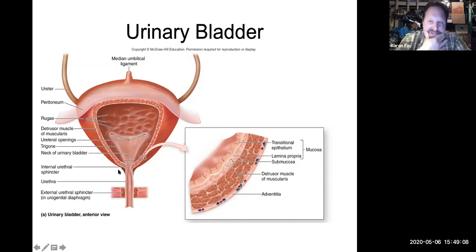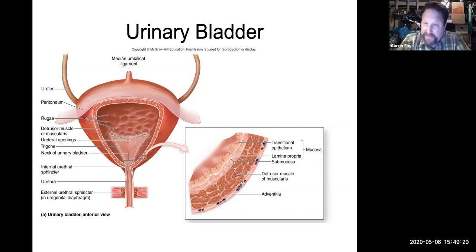So let's think for a second. The detrusor muscle is made from the muscularis. What's muscularis? What kind of muscle is that? It's smooth muscle. Smooth muscle is involuntary. Do we get to choose when we go to the bathroom? Do we choose when we go pee? If everything's working fine, yeah.